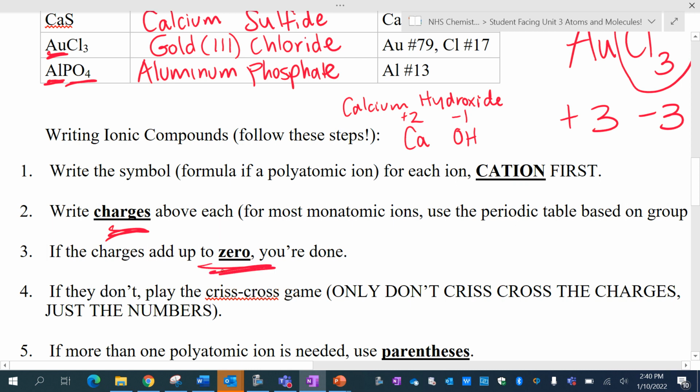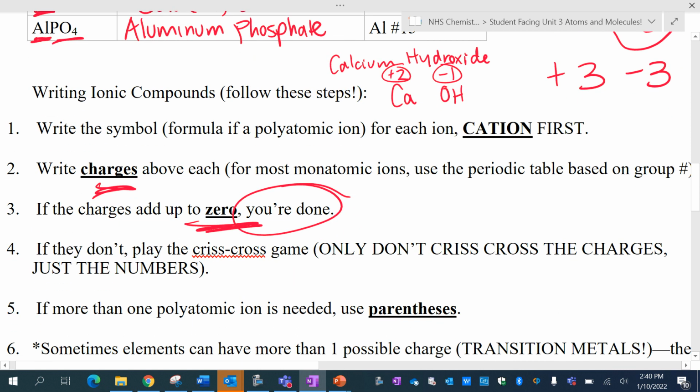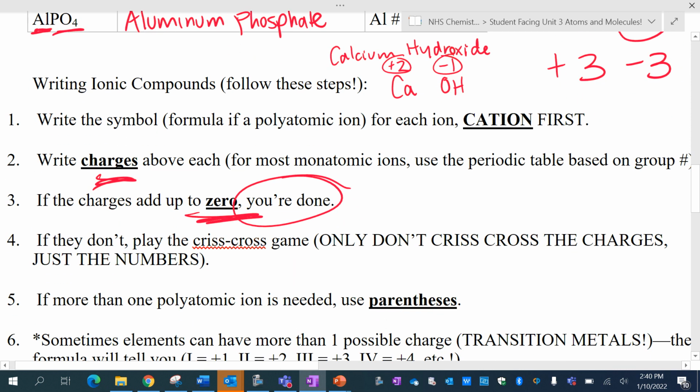If the charges add up to 0, you're done. Mine do not, +2 and -1. If they don't, you play the crisscross game. So what that means is you cross the numbers, not the charges, down to be with the other element. So here we would have Ca1, parentheses, OH, parentheses, 2. So calcium hydroxide is Ca(OH)2.